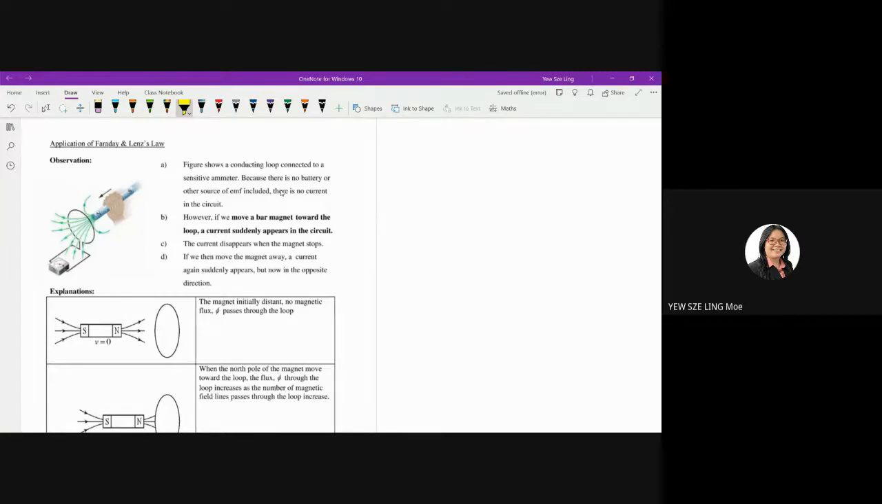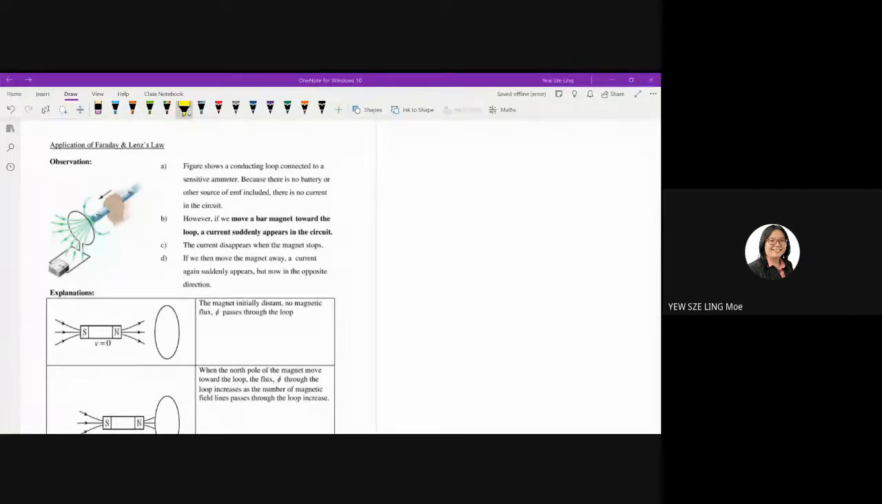However, if we move a magnet towards the loop, a current suddenly appears in the circuit. And the current disappears when the magnet stops. If we move the magnet away, a current again suddenly appears, but now the current is flowing in the opposite direction. Okay, that is the observation. That is what Faraday observed actually.